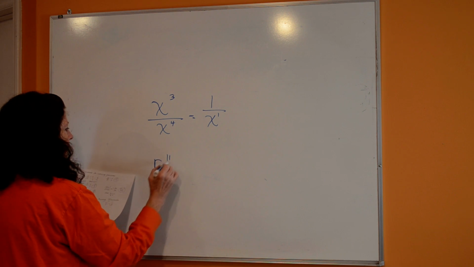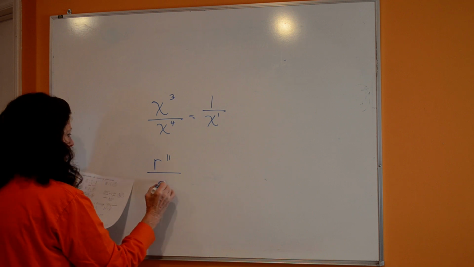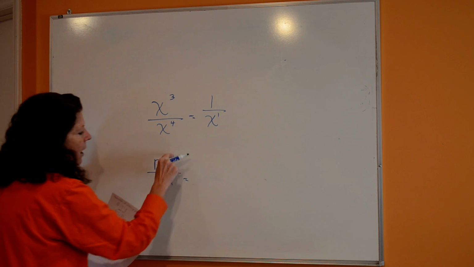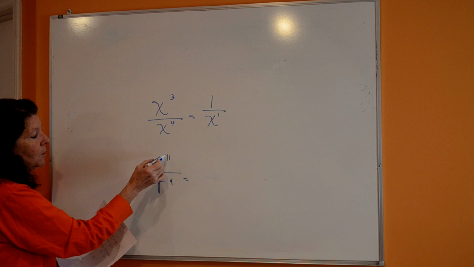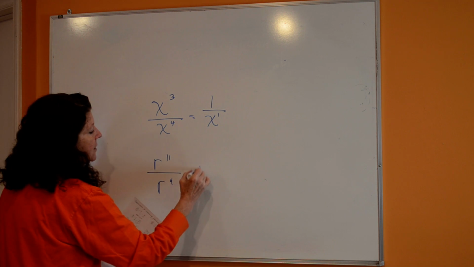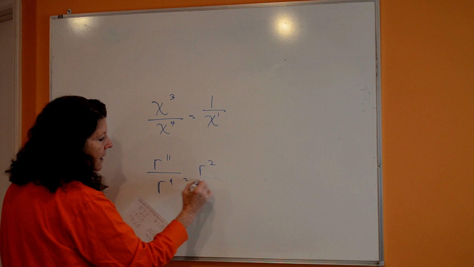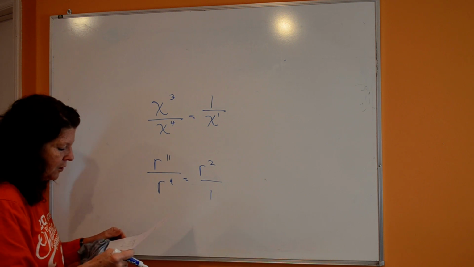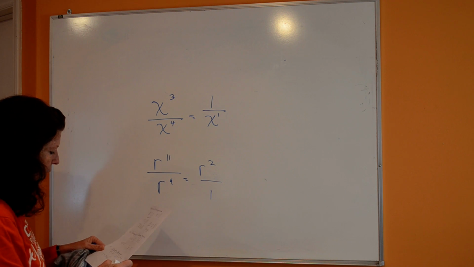Let's say I have r to the 11th over r to the 9th. 11 minus 9 is 2. It lands on the top because the largest exponent is on the top. So it's r to the second. If you want to put it over top of 1, you can do so, or you could just leave it r to the second.